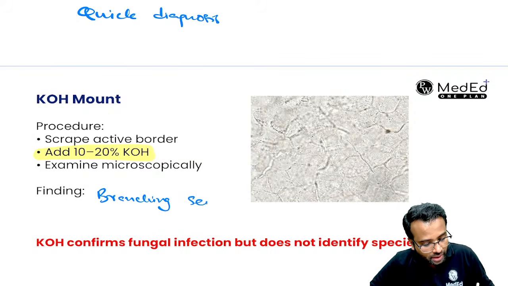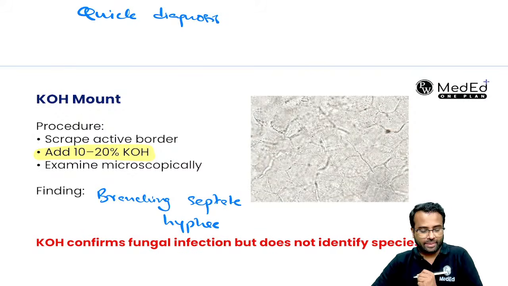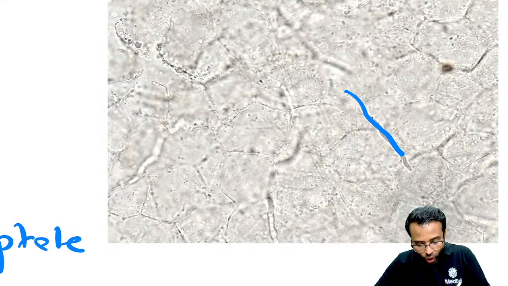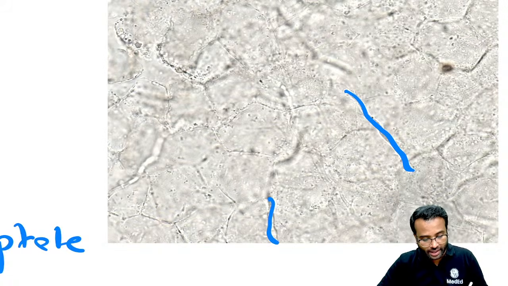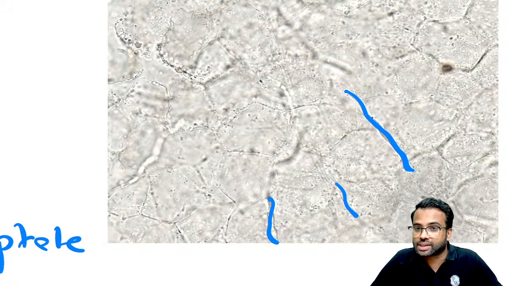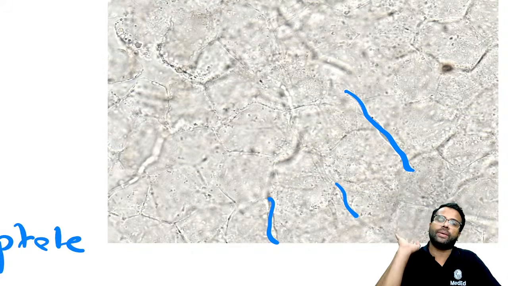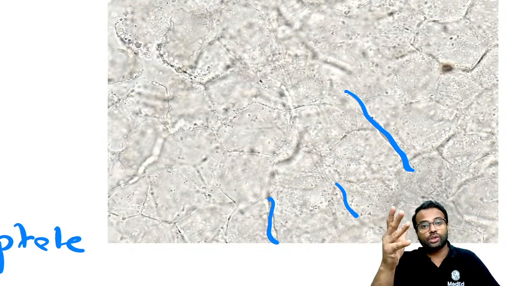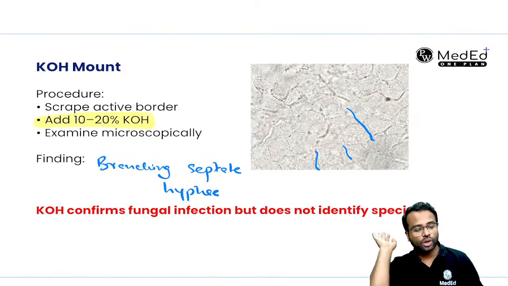So the finding here is branching septate hyphae is what you can see. I'll just zoom this image. So all these long strands that you can see, isn't it? These long strands are actually the fungus. The moment you see hyphae, it means the fungal infection is going to be confirmed. Fungal infection is confirmed.